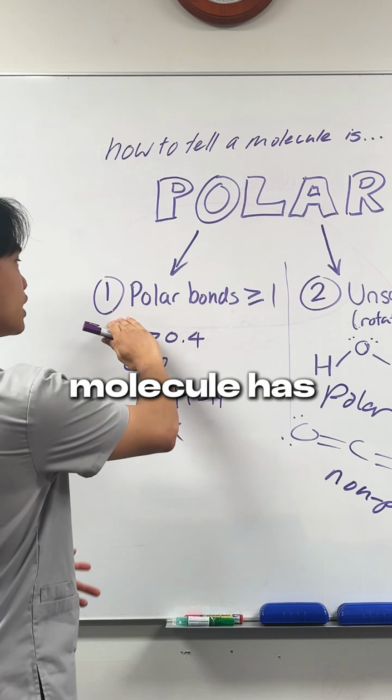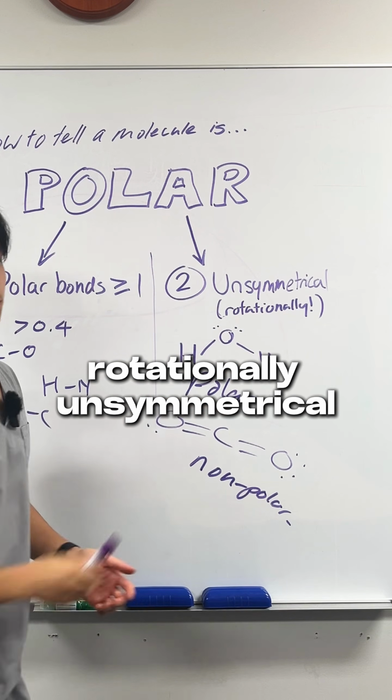So if a molecule has at least 1 polar bond and is rotationally unsymmetrical, the molecule is polar.